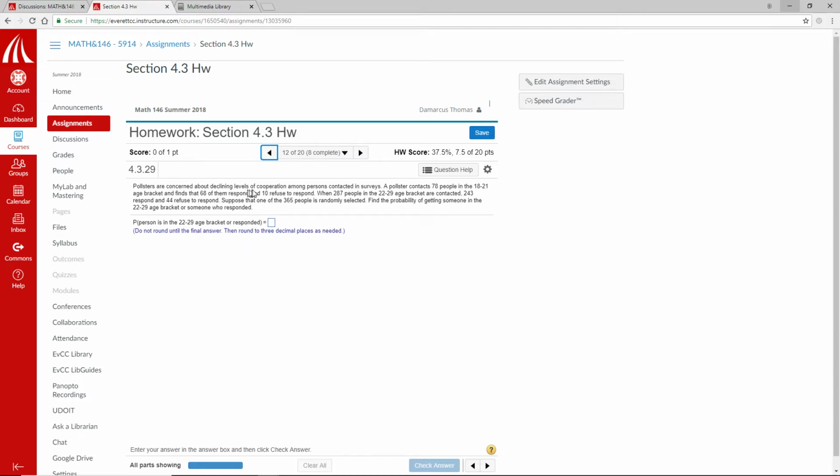Pollsters are concerned about declining levels of cooperation among persons contacted in surveys. A pollster contacts 78 people in the 18 to 21 age bracket and finds 68 of them respond and 10 refused. When 207 people in the 22 to 29 age bracket are contacted, 243 responded and 44 refused. Suppose that one of the 365 people is randomly selected. Find the probability of getting someone in the 22 to 29 age bracket or someone who has responded.